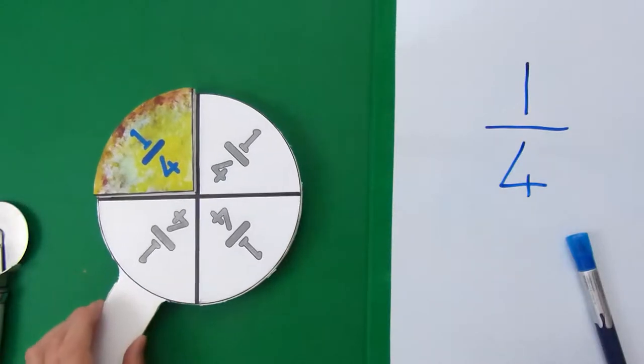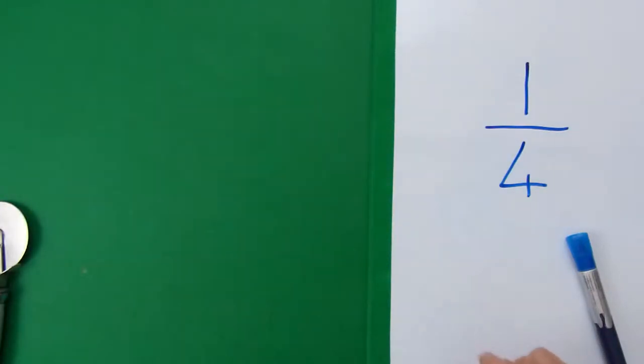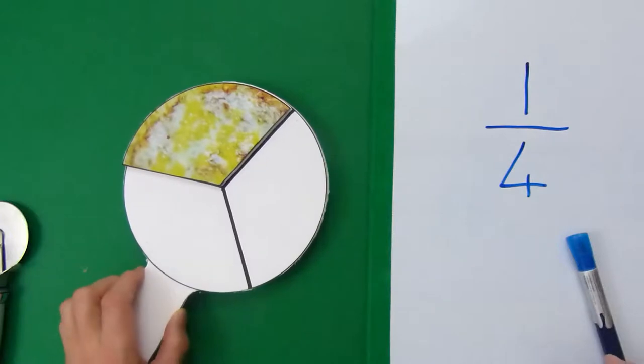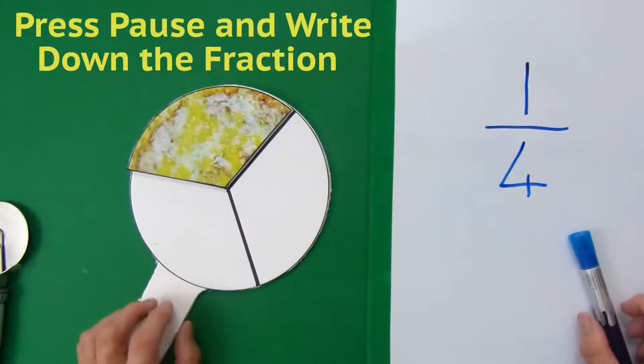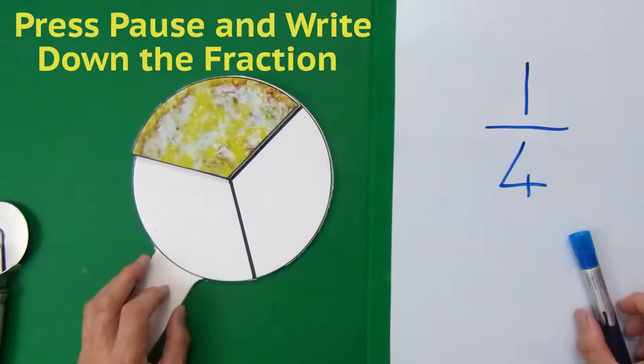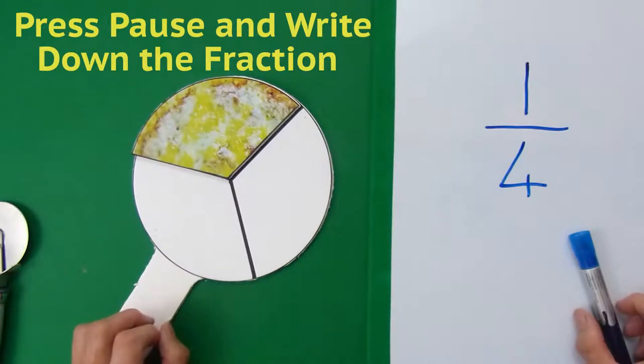Now here, we'll have one for you to try. Could you see if you can write down what fraction we've got here? Press pause and write down the fraction of the pizza that we have here.